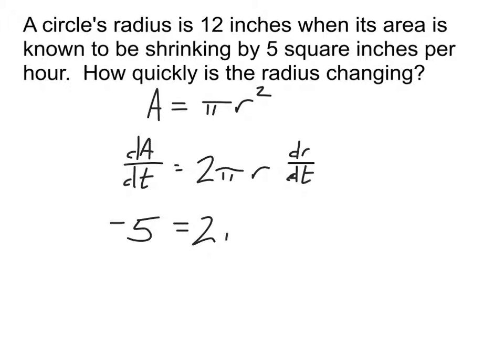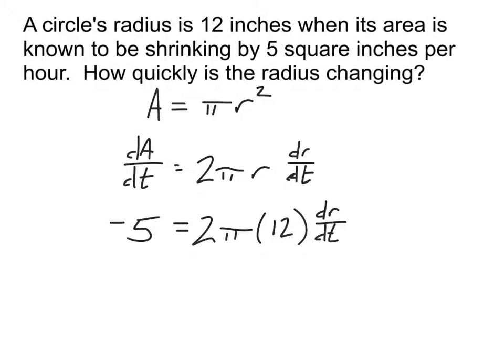All right, equals 2 pi times radius. Do I know what the current radius is? Yes, that's 12. Next up, dr over dt. Do I know what that is? No, in fact, that's what we're being asked, because we're being asked how the radius is changing over time. So it's going to stay a dr over dt. And then we're going to solve that equation.